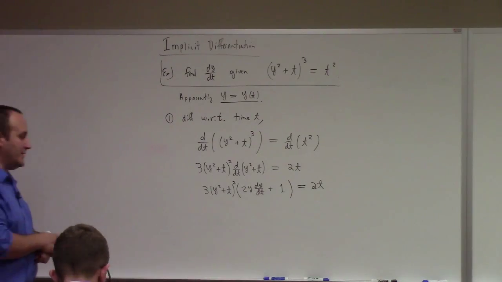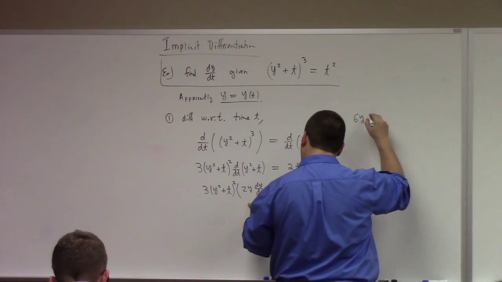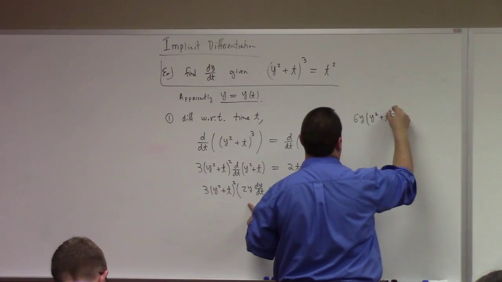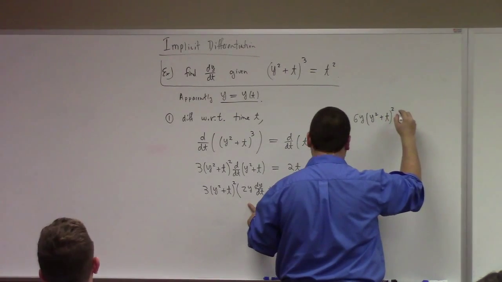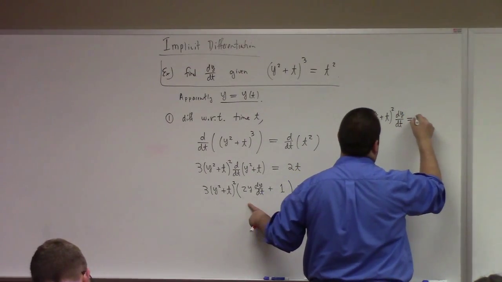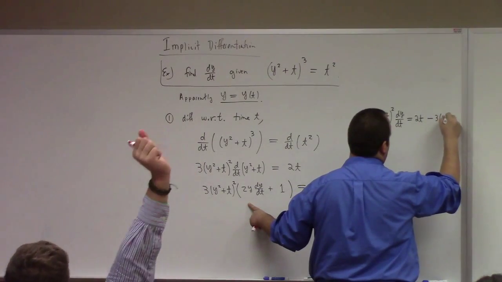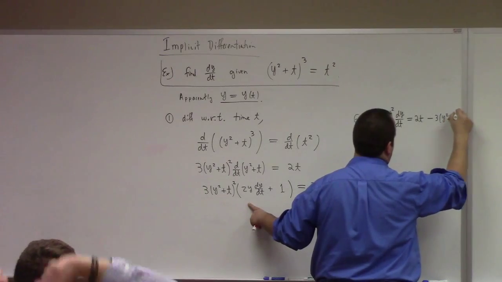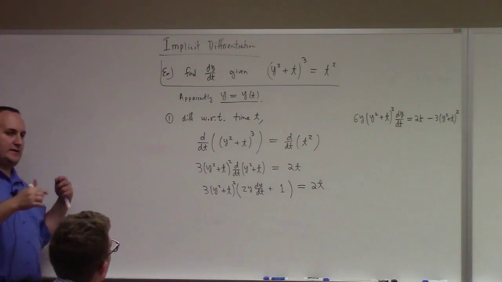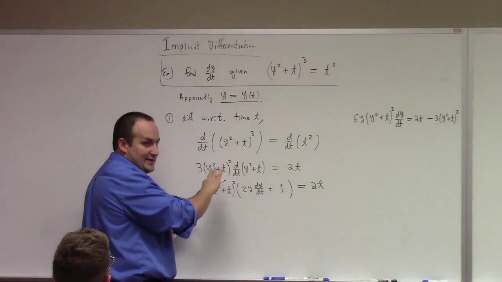Okay, so then I got to solve for dy dt, right? So what does this give me? I get 6y times y squared plus t, squared, times dy dt is equal to 2t minus 3 times y squared plus t quantity squared. So what I did was to multiply this out and subtract the term without the dy dt to the other side.